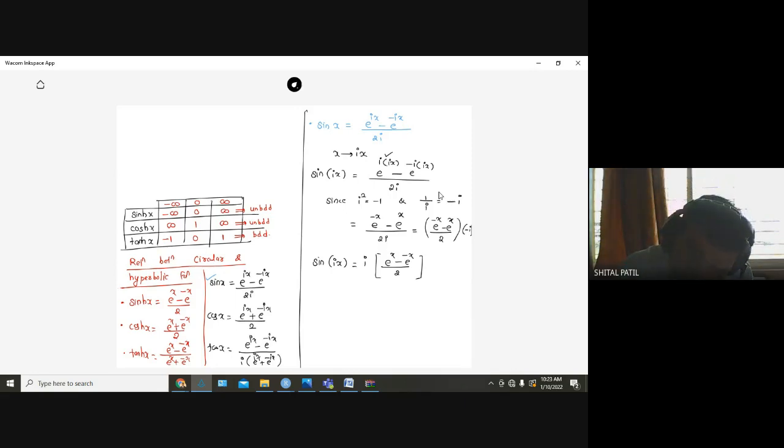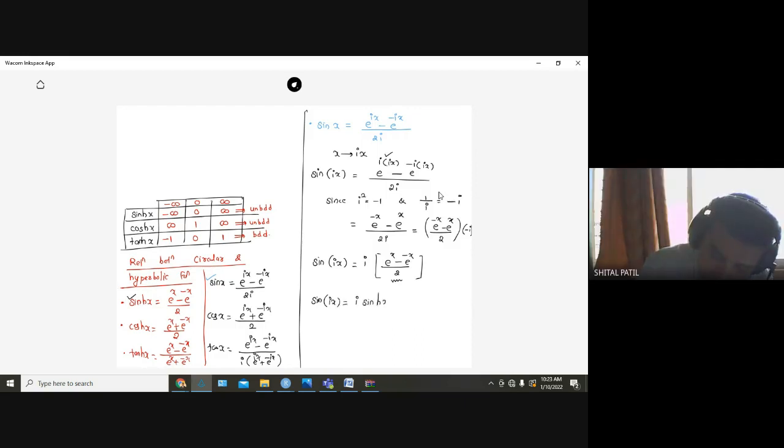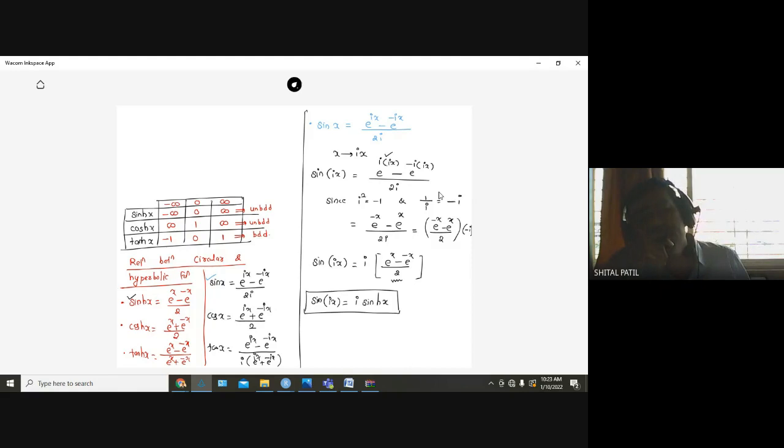Now see whatever we have written in the bracket. See whether it is there in the hyperbolic function. See the sin hyperbolic x formula: e raised to x minus e raised to minus x divided by 2. So therefore the conclusion is sin ix equals i sin hyperbolic of x. Does everyone understand? So this is the relation between circular function and hyperbolic function.